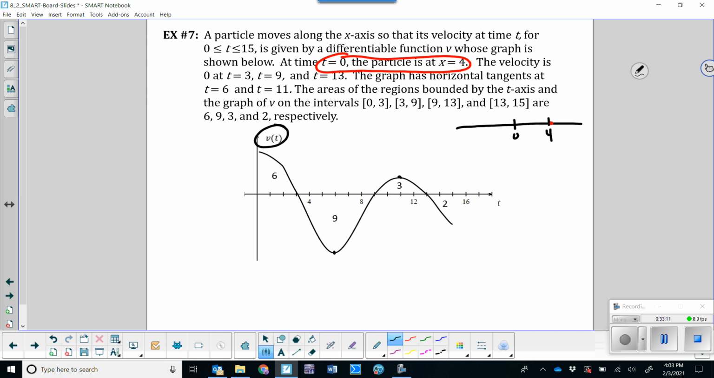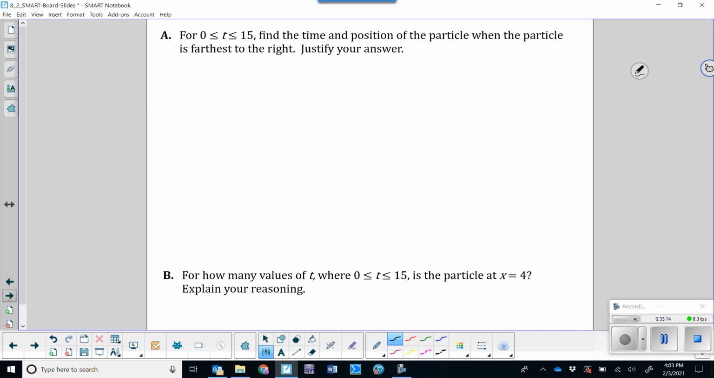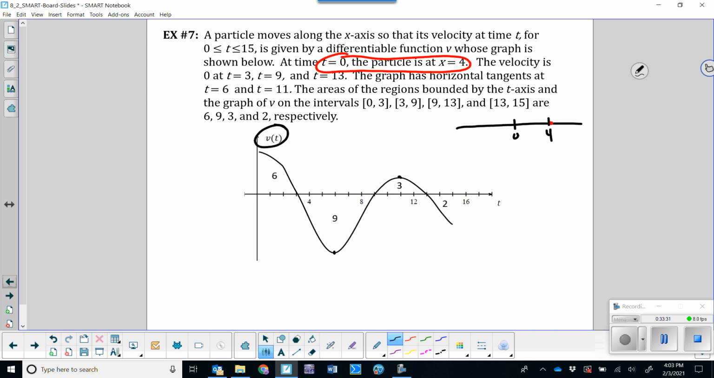Okay, so now we're going to answer some questions. So first question, for 0 to 15, find the time and position of the particle when the particle is farthest to the right. Okay, so how are we going to figure out when it's farthest to the right? Well, let's think about what's happening. The particle is starting at 4, and then it's moving. If you integrate this, it's moving 6 to the right, okay? Then it's moving 9 to the left, and then it's moving 3 to the right, and then 2 to the left, okay?